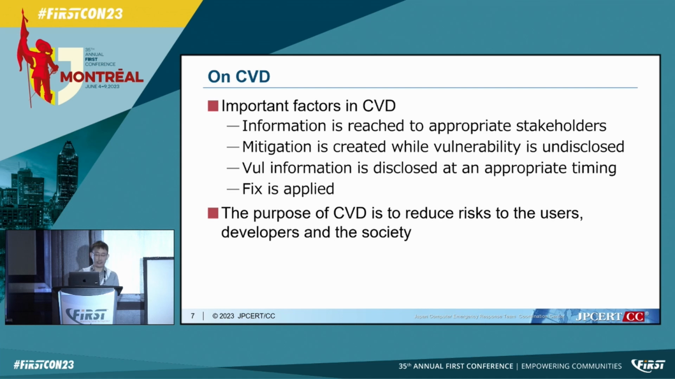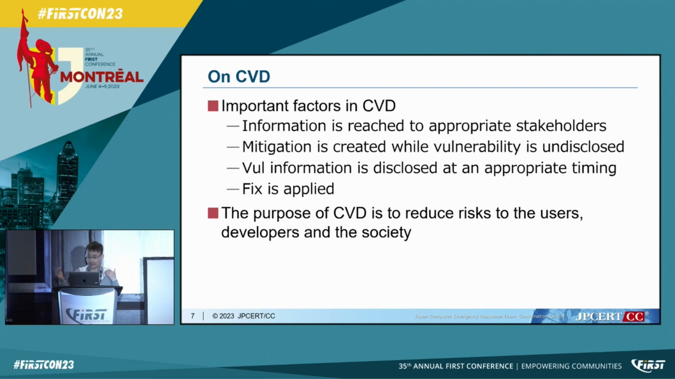Okay, there are some important factors in CVD. Let's go through them. First one, information is reached to appropriate stakeholders. Let's say when a vulnerability is found, the people who are responsible for the fix or who can fix the issue, vendors, developers, suppliers, they need to know about the information. And let's say we receive the information and we report it to them so that they can be aware of the issue and do something like creating a fix and things like that.